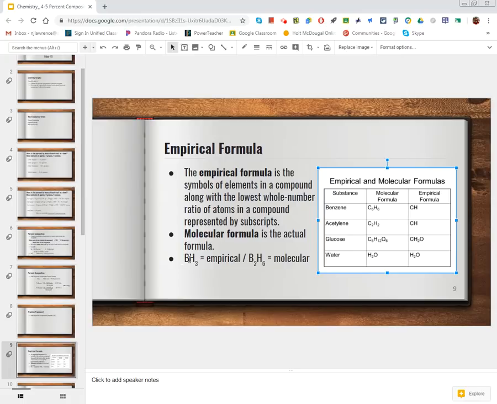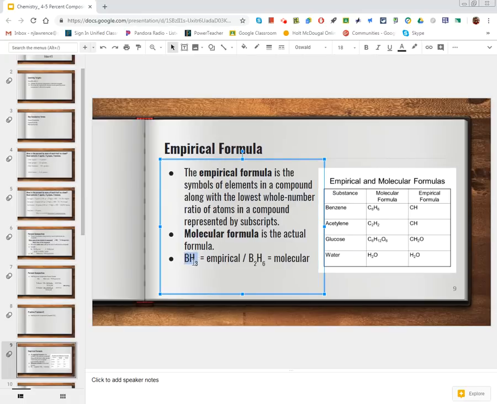You just got to pay attention to what's going on. So again, here's another example. BH3 cannot be reduced anymore, so that's my empirical formula. However, B2H6 is my molecular formula because that can be reduced. This is the actual molecule we're talking about, and it's also called the molecular formula.